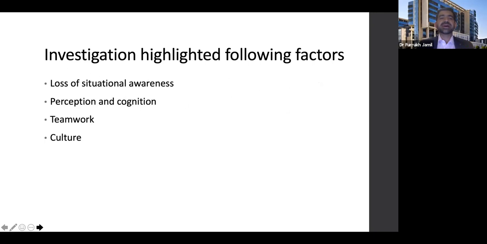Some of the human factors highlighted from the Elaine case, which we'll discuss later in the presentation, include situational awareness. This theme will come up again and again. Unfortunately, we have only 45 minutes, and situational awareness itself is a long topic. There are workshops set for whole days on situational awareness training. It was basically the loss of situational awareness, loss of timing, loss of awareness of what was happening around them, along with perception, cognition, teamwork and culture. There were nurses who realized the problem, but unfortunately, they were not bold enough to speak out loudly. So that's a summary of the Elaine Bromley case.